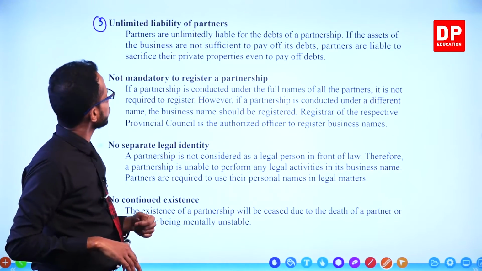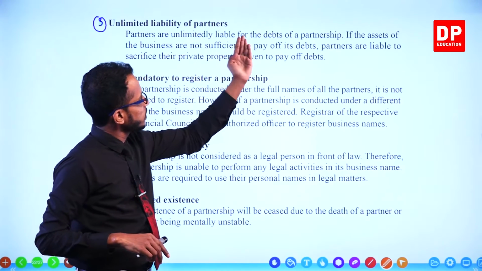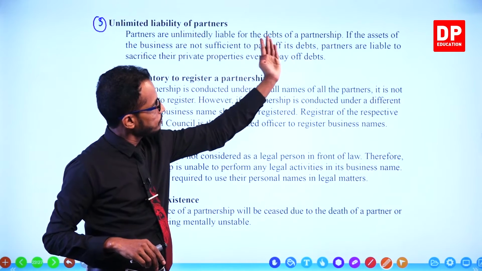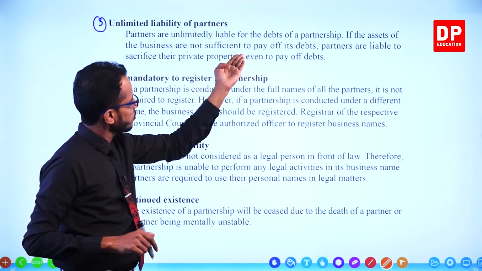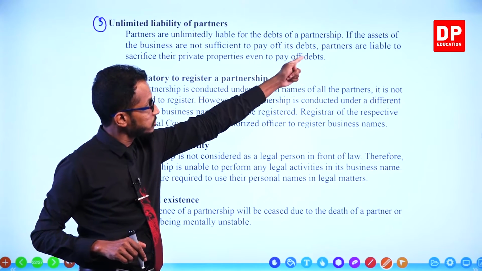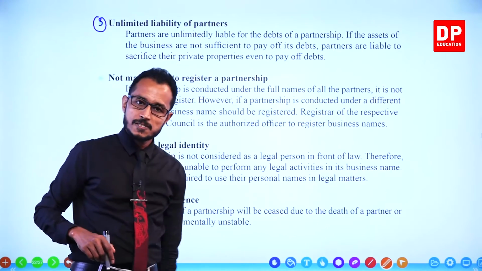Unlimited liability of partners. Partners are unlimitedly liable for the debts of the business. Okay, debts of the partnership. If the assets of the business are not sufficient, not enough to pay back the loans and debts, partners are liable to sacrifice their private properties to pay off the debts.